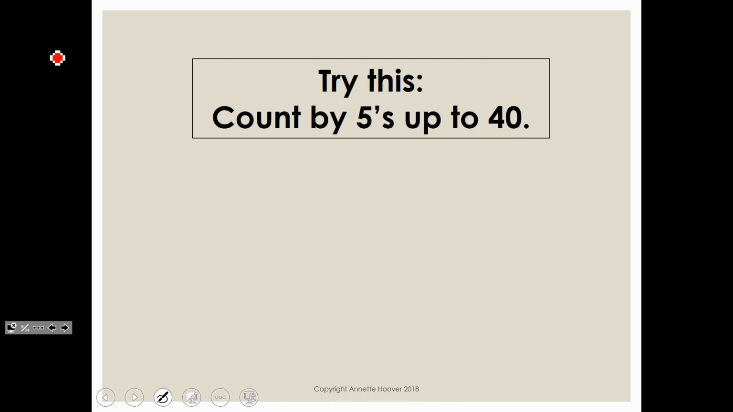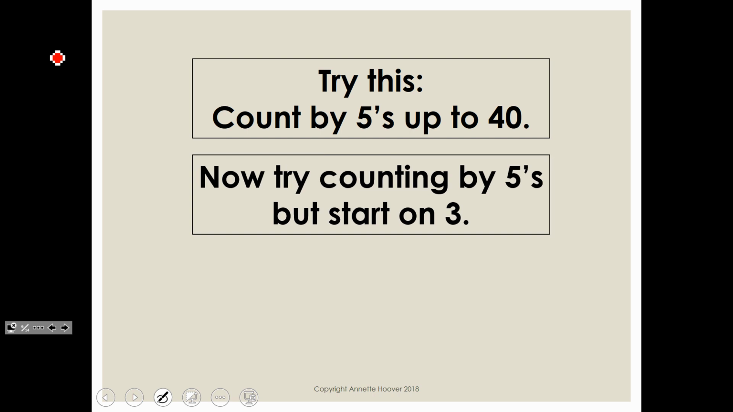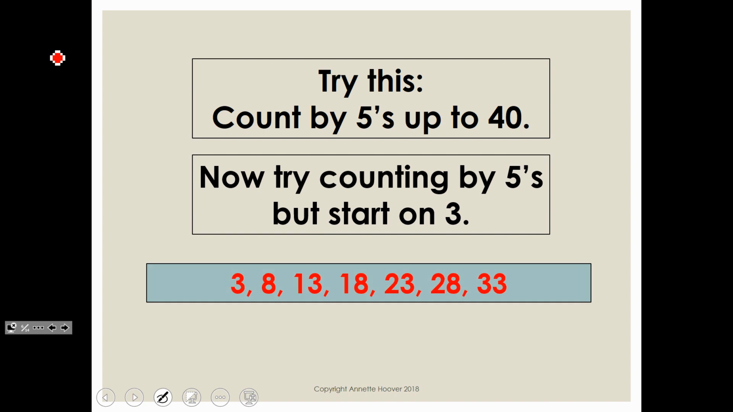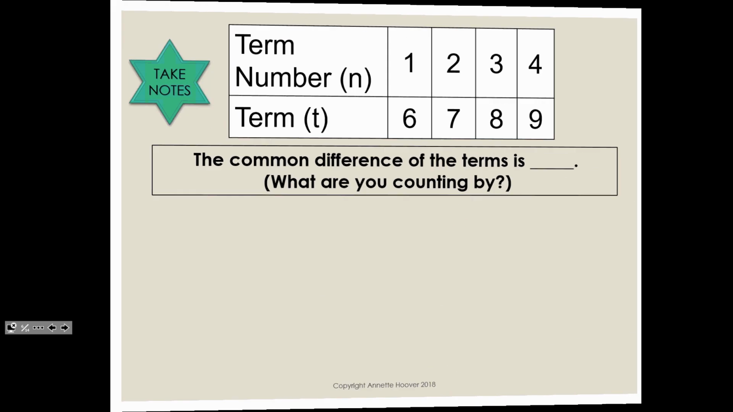To understand the formula that we're using today, we're going to just look at a couple of things. First, if you count by 5s up to 40, you would have 5, 10, 15, 20, 25, 30, 35, 40. But what if I ask you to count by 5s, but instead of starting on 5, I want you to start on 3? Then you would count 3, 8, 13, 18, 23, 28, 33. This is an example of an arithmetic sequence where you're counting by 5s, but you didn't start on 5. You started on a number that was actually 2 less than 5. And that's the kind of thing we're going to be looking at today.